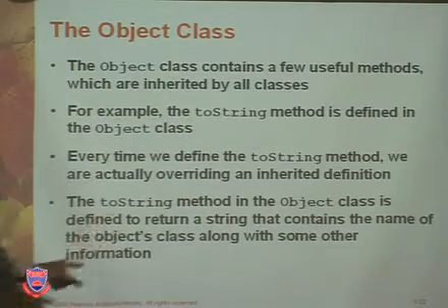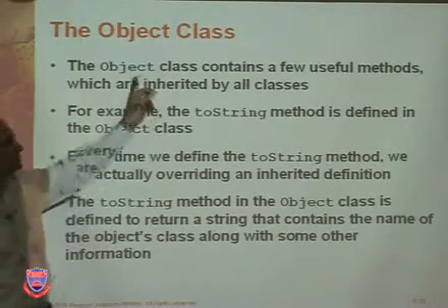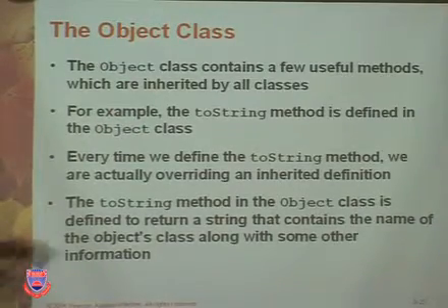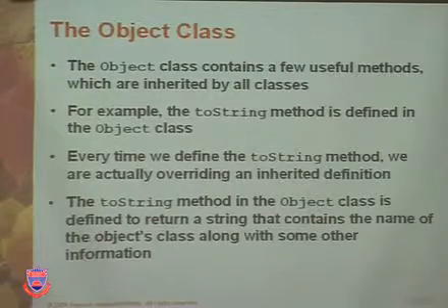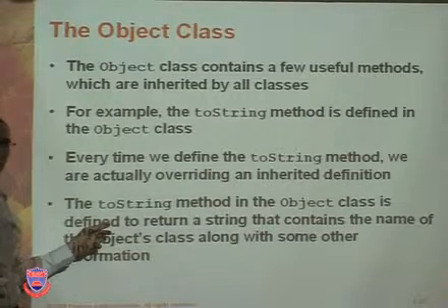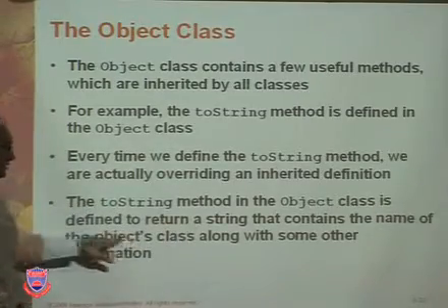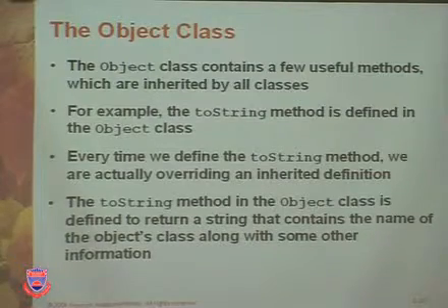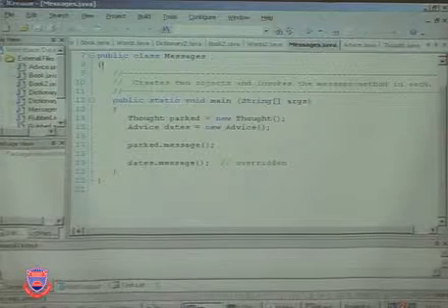And whenever you write a toString method, basically what you do is that you override the toString method of the object class. So whenever we write the toString method, it's basically overriding whatever is provided by the object class. And so in the base case, if you don't define the toString method and just add the object at the end, it is going to return a string that contains the name of the object's class along with some other information.